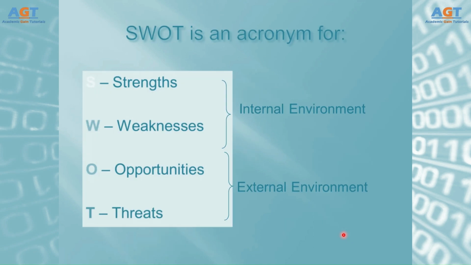SWOT as an acronym. SWOT stands for strengths and weaknesses, which belong to the internal environment, and opportunities and threats, which come from the external environment. Now we'll define each part, starting with strengths.